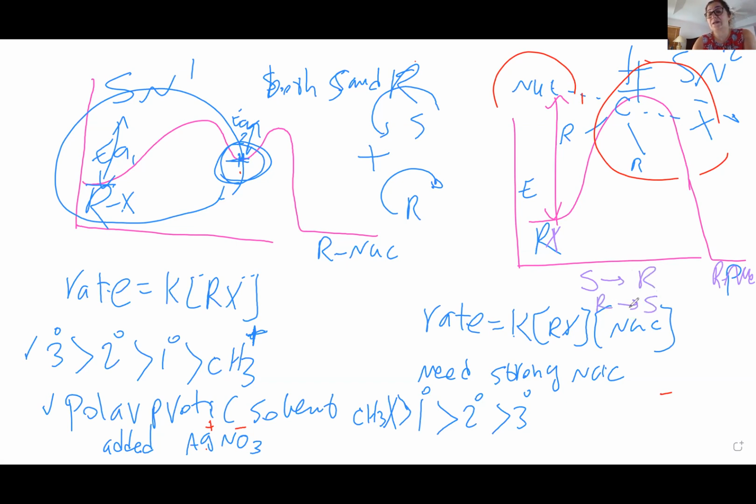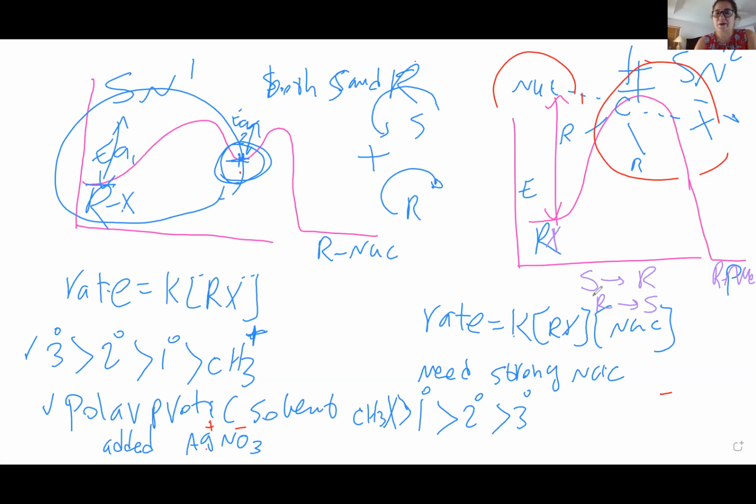So this is called inversion of the stereochemistry, or Walden inversion in general, because it was discovered or proven by Walden. So we have Walden inversion happening in the product. Your product would have the opposite configuration.